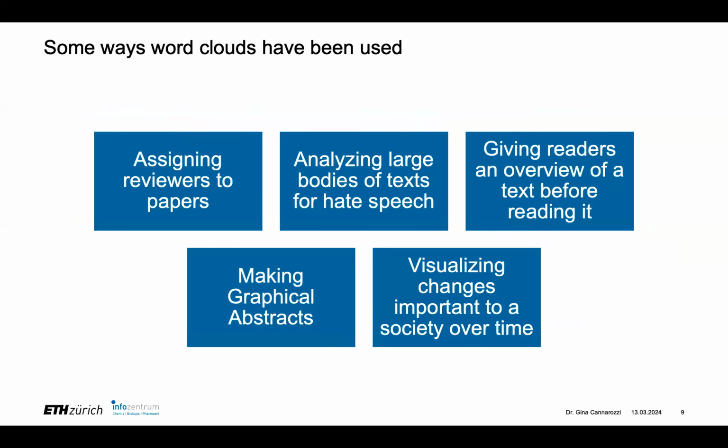So if you look in the literature, word clouds are used a lot. Assigning reviewers to papers is an idea that came up. You can extract the ideas from a paper and use that to better find reviewers. You can analyze large bodies of text for hate speech, for example. This is one. And another one came from a didactic journal, which was giving readers an overview of a text before reading it. So if the students have an overview of what's going to be important in the text, then you pay more attention to that when it comes up.